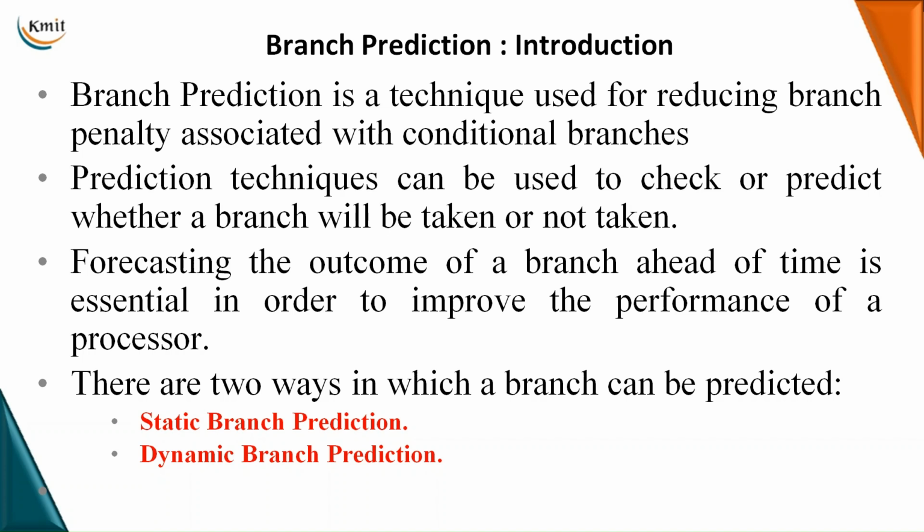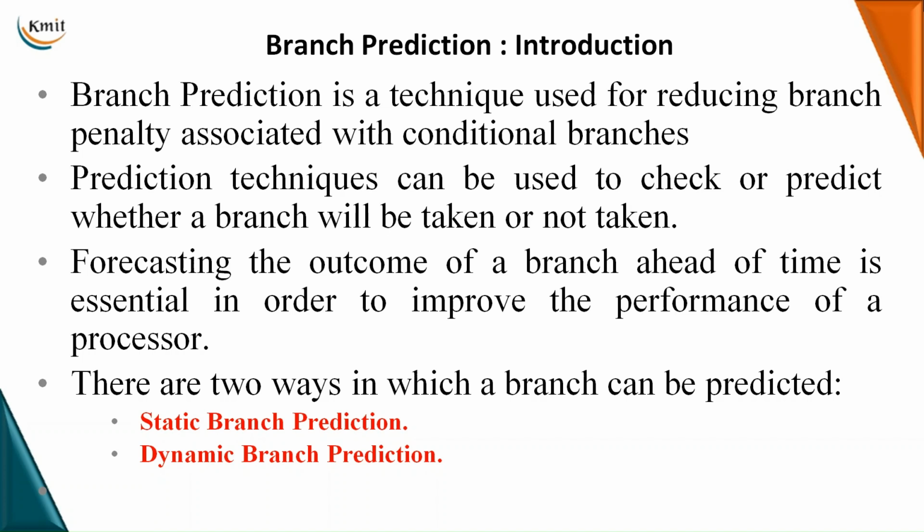So coming to the branch prediction, as we know, it is a technique that is used for reducing the branch penalty, which is caused mainly due to the conditional branch instructions. Because of the penalty or the loss of time which is incurred whenever a conditional branch instruction is encountered in the pipeline, we implement the branch prediction technique. These prediction techniques can be used to predict whether the particular branch will be taken or not taken, especially in the case of a conditional branch. Because in case of unconditional branches, there is no concept of whether the branch will be taken or not taken. At any cost, the branch has to be taken.